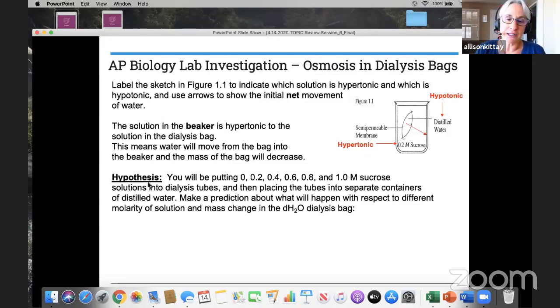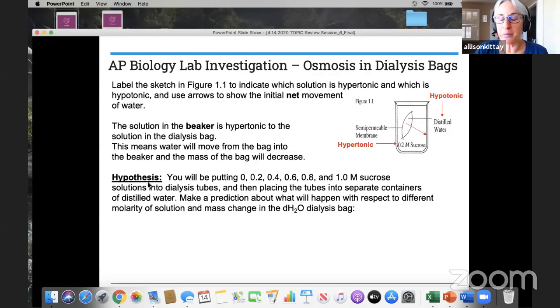So before we look at some data, some results of this experiment, I want you to make a prediction about what will happen with respect to the different molarity solutions and mass change in the distilled water dialysis bag. So let's start there. In the distilled water dialysis bag that you're placing into a distilled water beaker, what's going to happen?